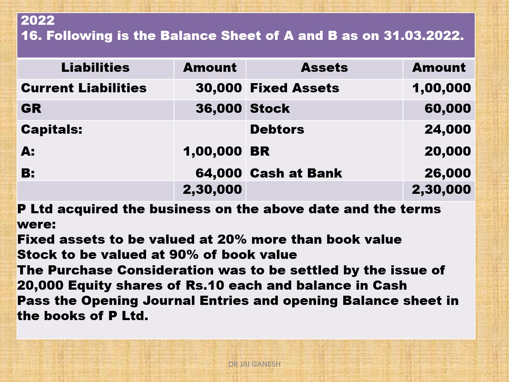The purchase consideration was to be settled by the issue of 20,000 equity shares of ₹10 each and balance in cash. So the payment of PC is partly cash and partly share. So 20,000 into 10 you get 2 lakh. 2 lakh is given as shares, the remaining balance is given as cash. Pass opening journal entries and the balance sheet in the books of P Limited.